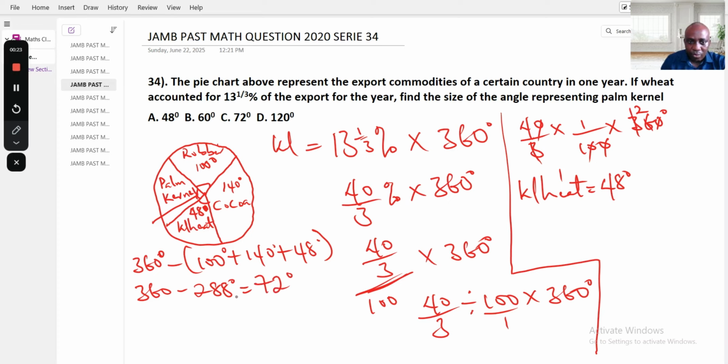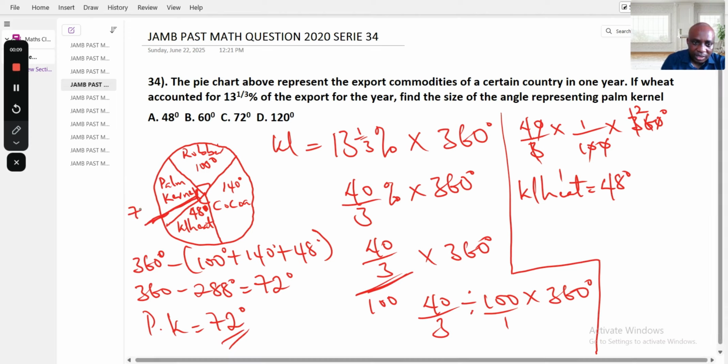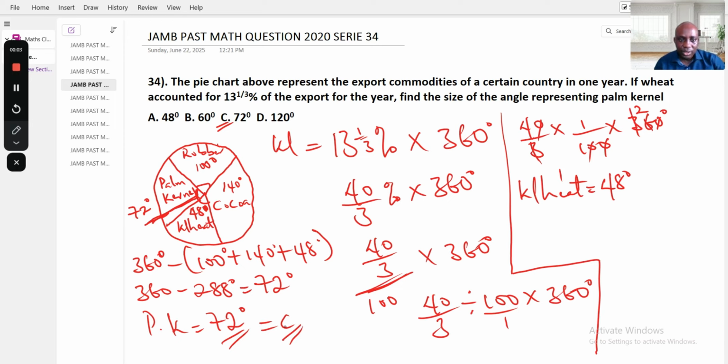It means that for the palm kernel, the degree is what? 72 degrees. Do you have 72 there? That's what the question is asking us here: what is the angle representing palm kernel? 72 degrees. Final answer is what? C. Let's move to the next question.